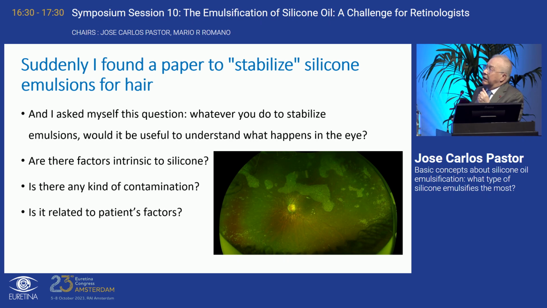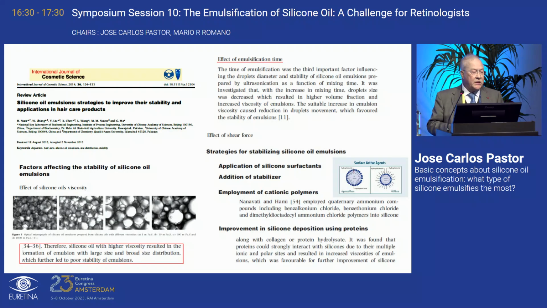It's something intrinsic to the silicone oil. Maybe it's a kind of contamination, or maybe it's something related with the patient. And probably, in my opinion, it is a combination of many factors. Look at that. This is the paper for hair care. Don't put that into the eye. So one of the questions is the viscosity. Viscosity has been a controversial issue in ophthalmology, but look at that. The higher viscosity creates bigger bubbles of silicone oil, but these bigger bubbles are less stable than the small ones. And put that in your mind.